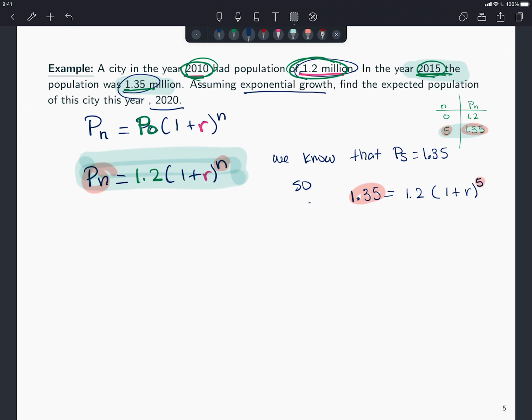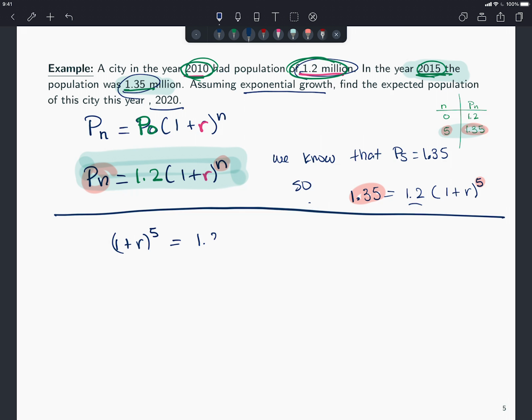Okay, so what I need to do is I'm going to put a little line here. I'm going to write this equation backwards. Usually we want to have my variable on the left side, right? It totally doesn't matter. So the first step I'm going to do is dividing by 1.2. So I'm going to have 1.35 divided by 1.2.